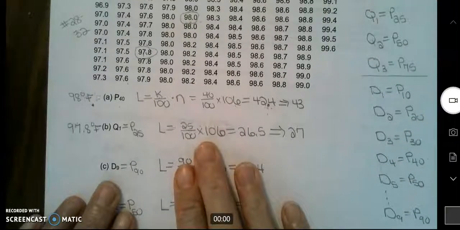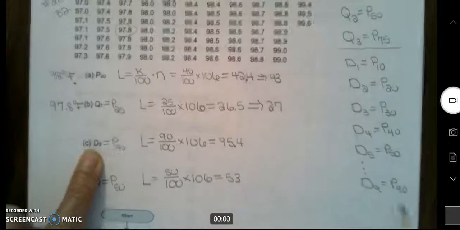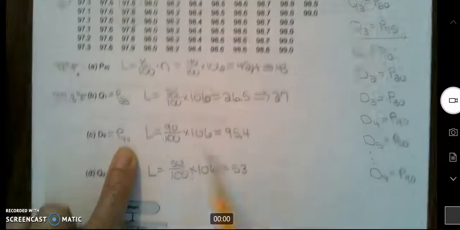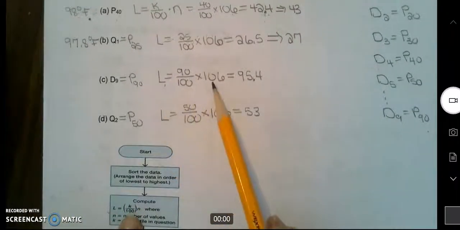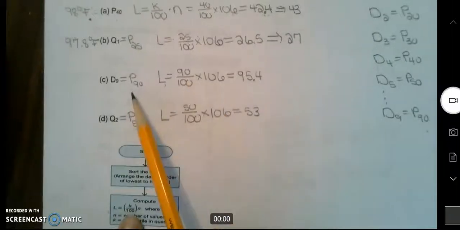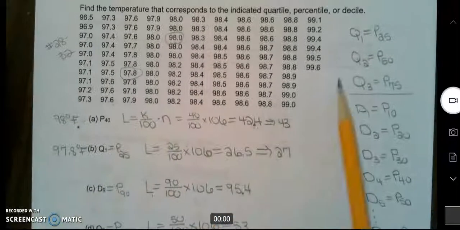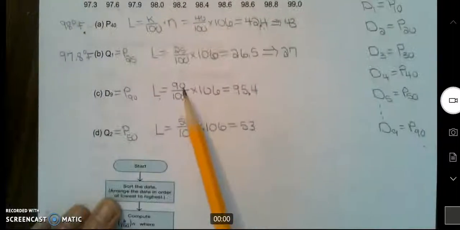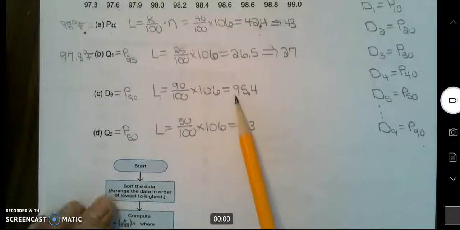Okay, so the first thing I'm going to do is find the ninth decile. The ninth decile, same thing as the ninth percentile. So L, which is right here, is 90 over 100 times 106. 90 is the percentile. This is how many day values I have up here, and there's 106 altogether. If I multiply those, divide and multiply, I get 95.4.